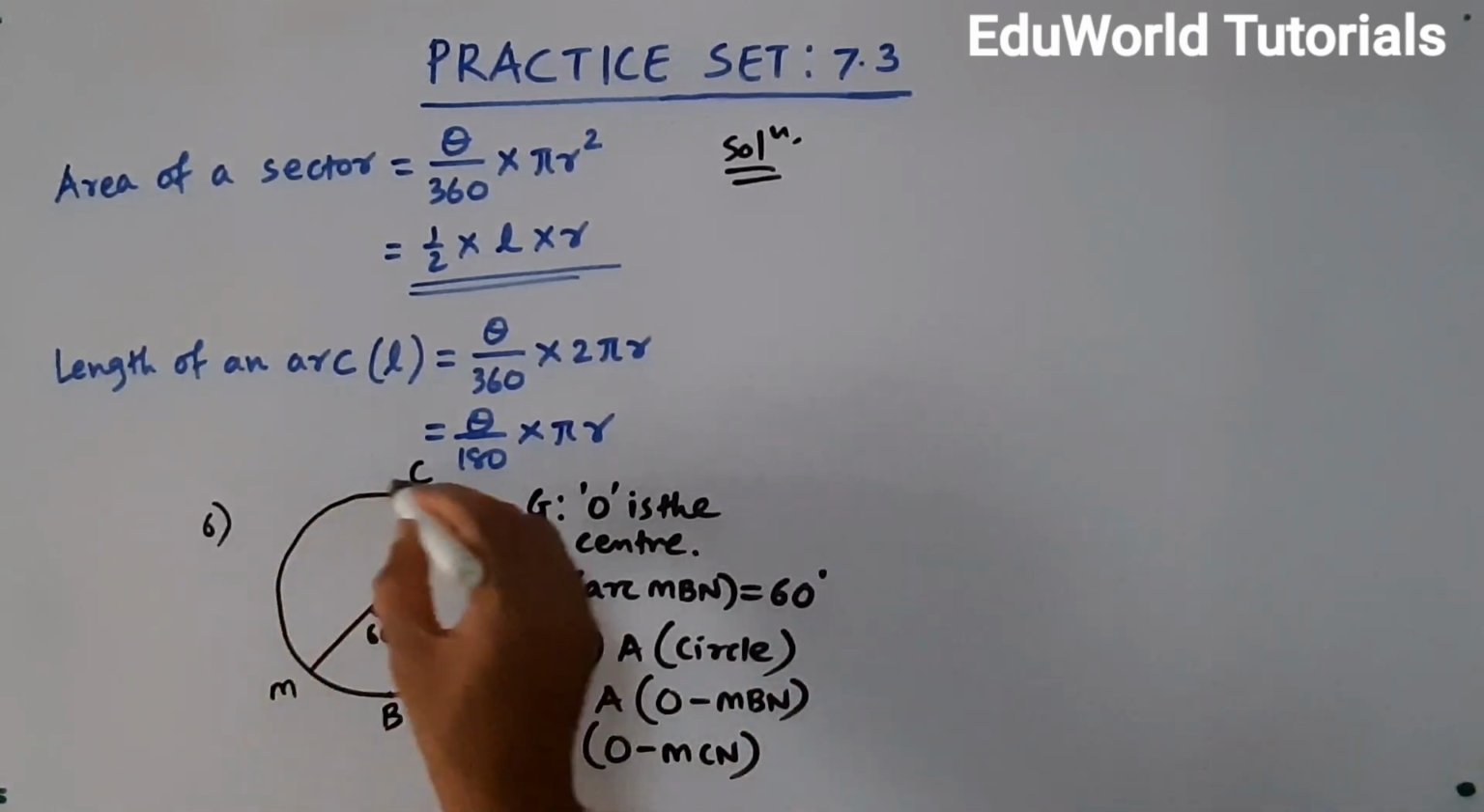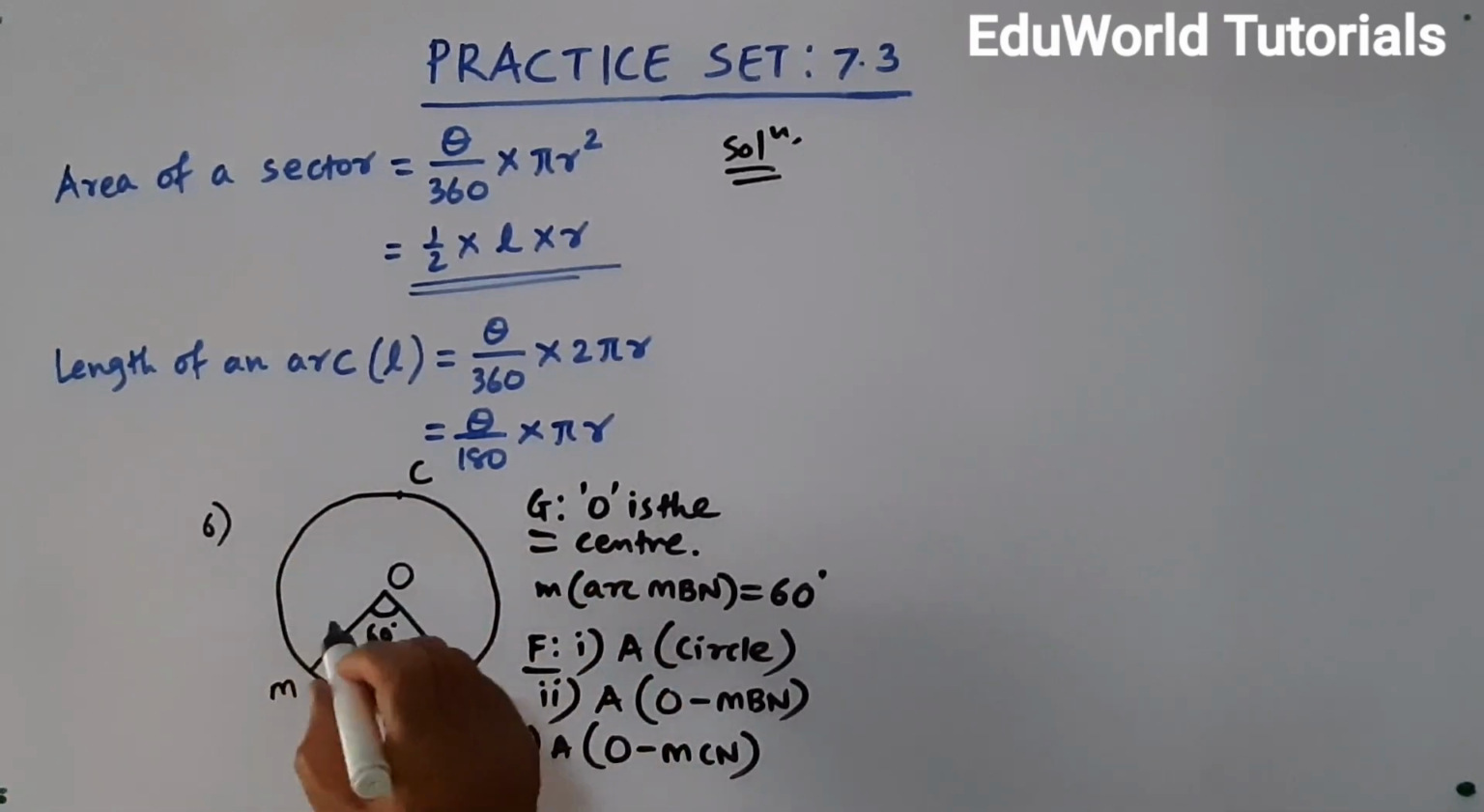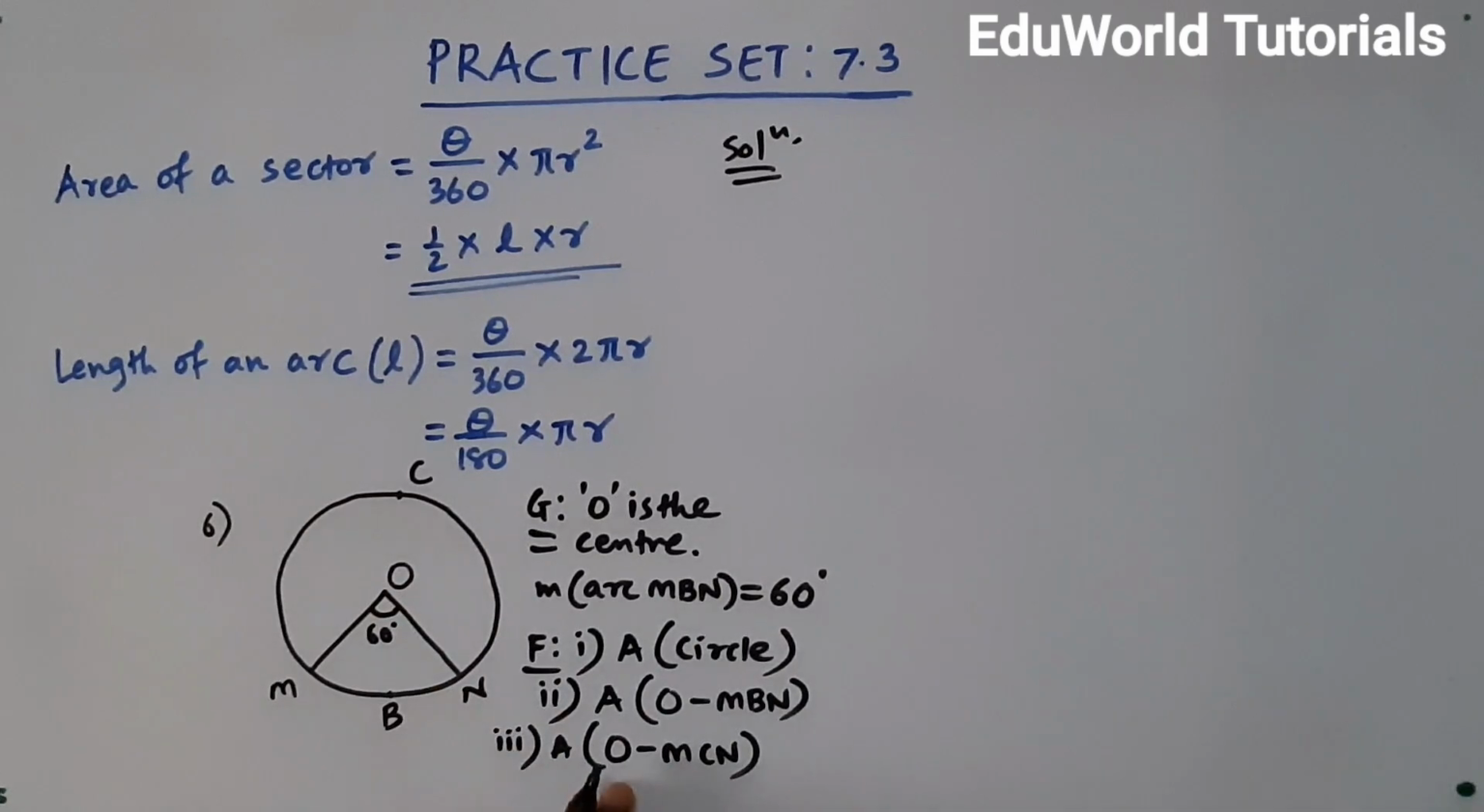Area of the circle, the full circle, we have to find. Also we have to find the area of the minor sector O-MBN. Students, remember this is another way of writing a sector. Area of sector O-MBN. First we mention the center of the circle O, and then the arc by which the sector is bounded. So MBN is the arc by which this sector is bounded. That's why area of sector O-MBN is the area of the minor sector. And area of sector O-MCN. MCN is this, the big arc. So the area of the major sector we have to find.